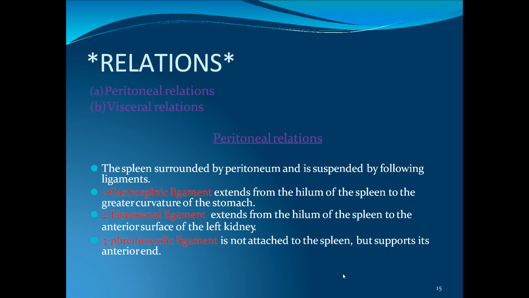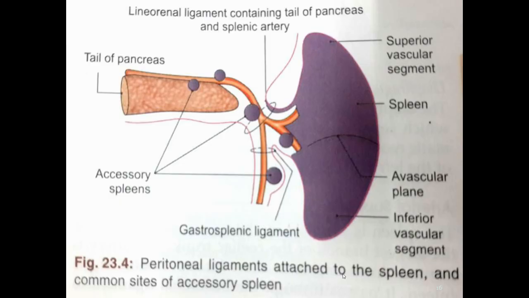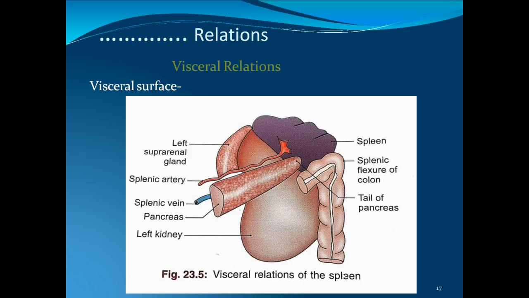These are the gastrosplenic ligament, which extends from the hilum of the spleen to the greater curvature of the stomach, and the lienorenal ligament, which extends from the hilum of the spleen to the anterior surface of the left kidney, and the phrenicocolic ligament, which is not attached to the spleen but supports its anterior end. You can see all the ligaments here.